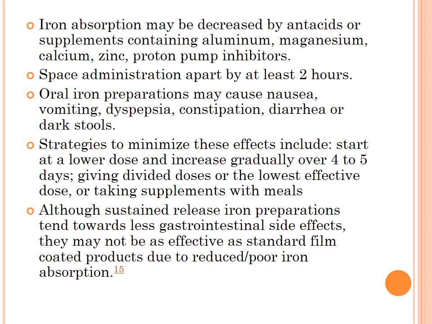हमें कितनी स्पेस एडमिनिस्ट्रेशन रखनी है? एट लीस्ट 2 आवर्स. ऑरल आयरन प्रिपरेशंस की वजह से क्या होता है? नौशिया हो सकता है, वॉमिटिंग, डिस्पेप्सिया, कॉन्स्टिपेशन, डायरिया, डार्क स्टूल्स. और वन मोर इम्पॉर्टेंट थिंग इज start at a lower dose and increase gradually over 4 to 6 days. पहले हमें छोटे छोटे डोजेस में देना है, फिर इंक्रीज ग्रेजुअली करना है, या हमें सप्लीमेंट्स लेने हैं between the meals or with meals.